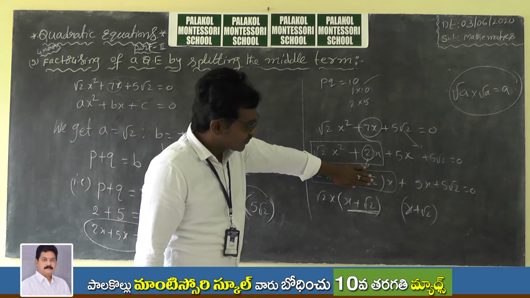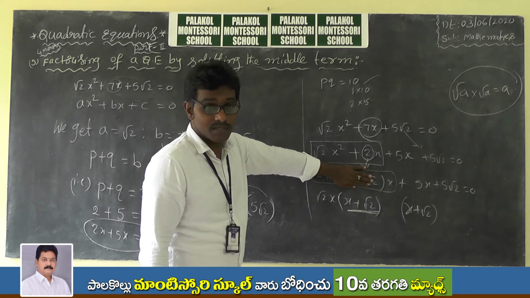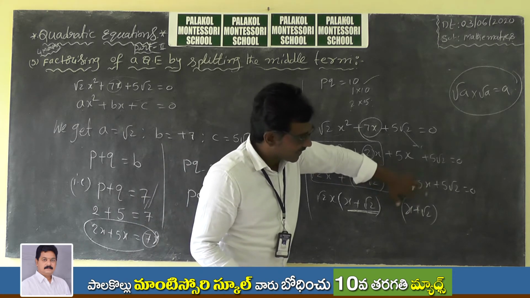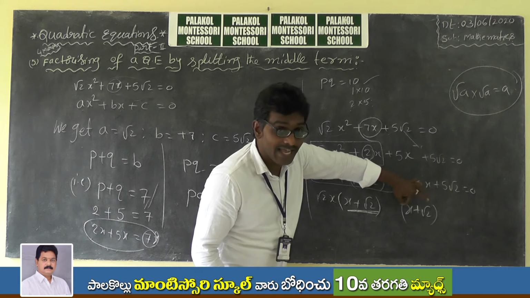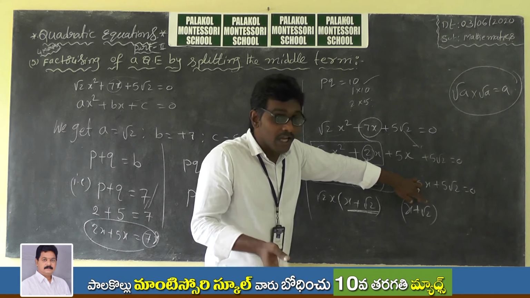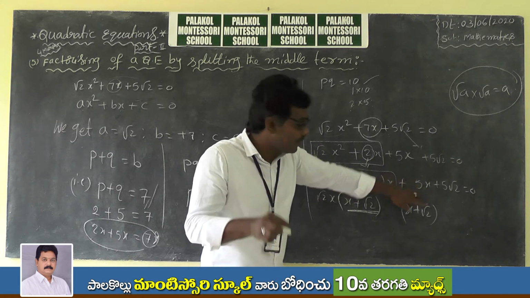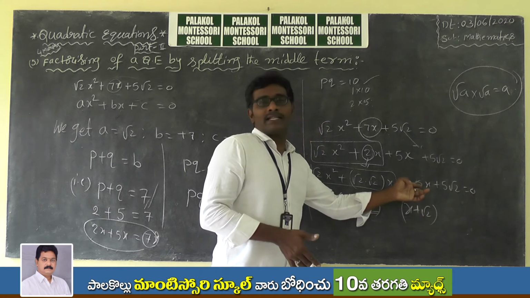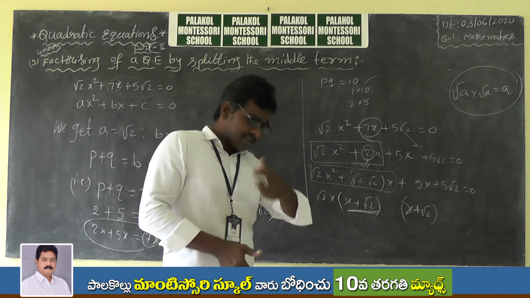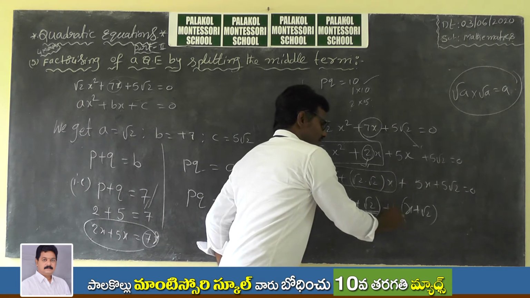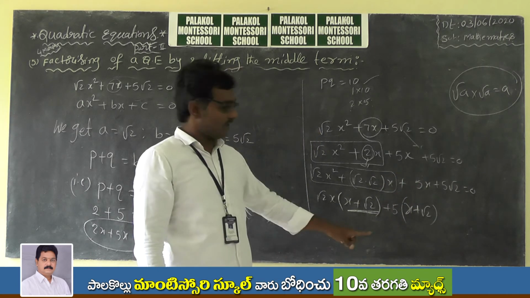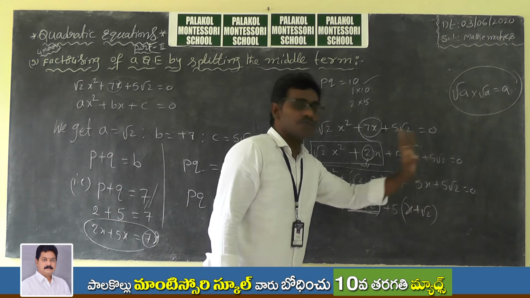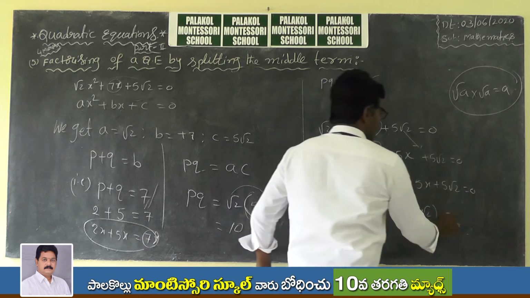Already these 4 terms are finished, 2 terms are finished. Remaining 2 terms. Check it, comparing this one. In the bracket terms of x plus root 2, which number should be multiplied in this bracket term? You come to the remaining terms. Just guess it, guys. Yes, very good. Plus 5. 5 into x, 5x. Plus 5 into root 2, 5 root 2 is equal to 0.